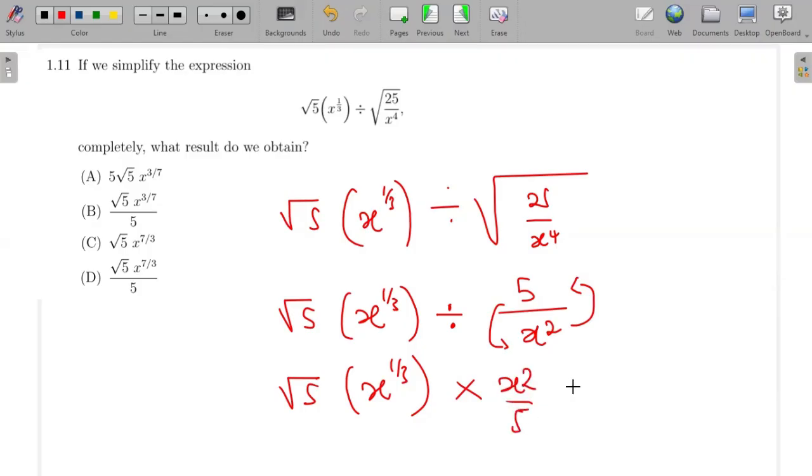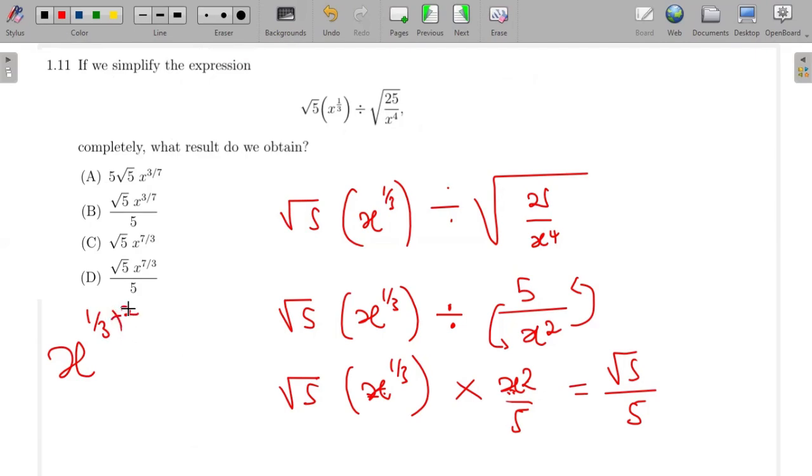So it means we have root of 5 over 5, and then x to the power 1 over 3 and x to the power 2. We can combine them because they have the same bases. So it will be x to the power 1 over 3 plus 2. Oh, no, this won't work. So it is x to the power 1 over 3 and then plus 2, right?